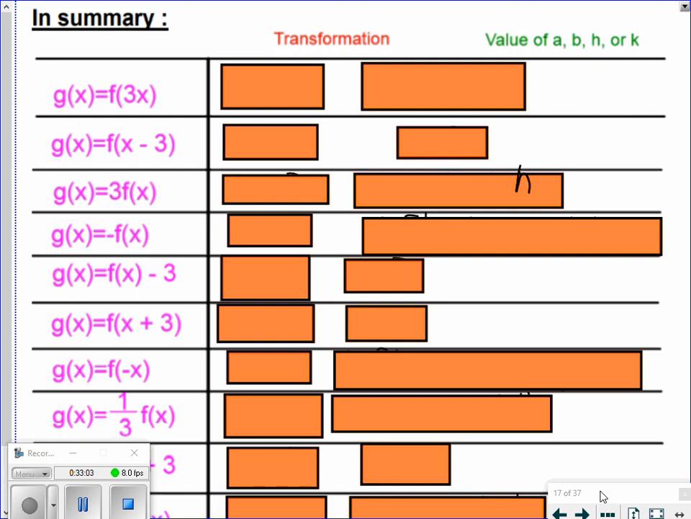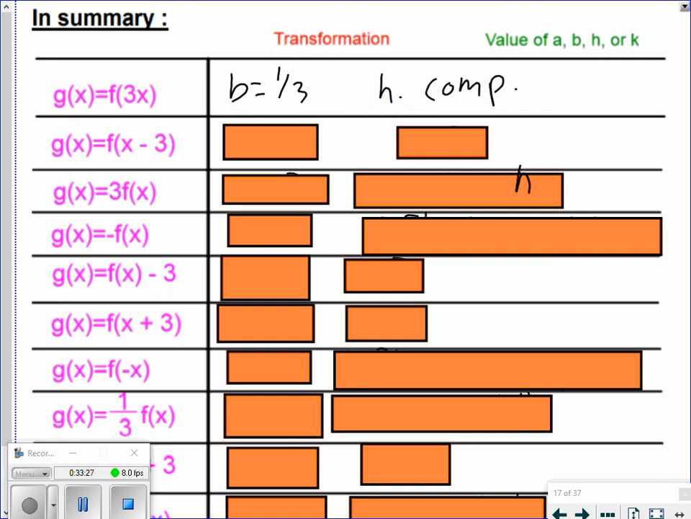So for g of x equals f of 3x, what I want you guys to do is give me the parameter first, tell me which parameter it is, a, b, h, or k, and then tell me what it equals. So for instance, g of x equals f of 3x. Our parameter here is b, and that equals 1/3. Remember, with b's, you flip them to get your b value. And that means that we have a horizontal compression. I'm just making it a little shorter, saying h comp for horizontal compression.